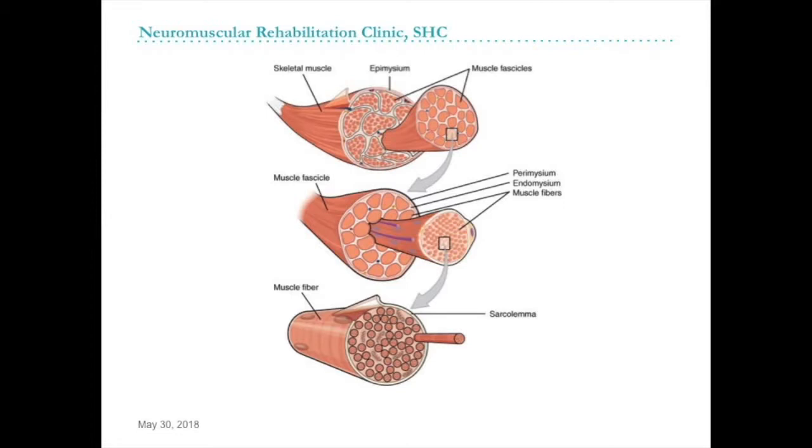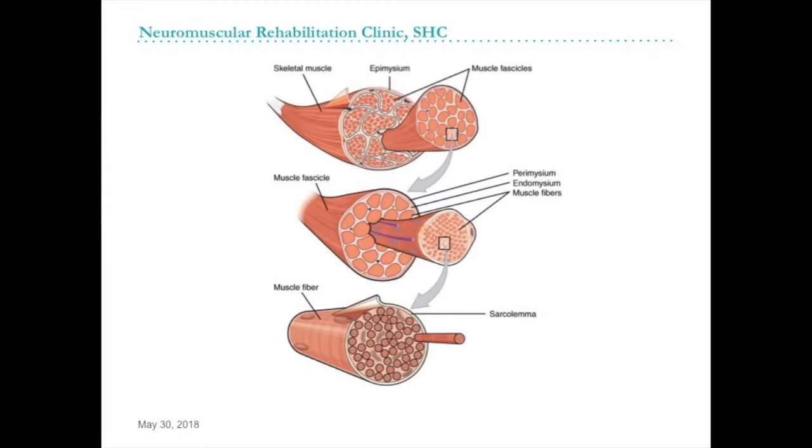And in order for us to move a joint through a range of motion, we have to get that muscle to contract and shorten. And if we want it to open up that joint, you would be contracting and letting that muscle lengthen.